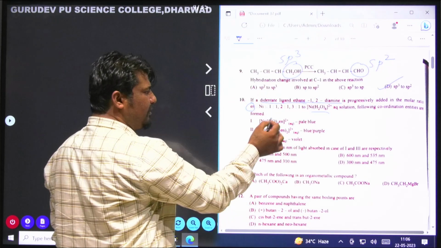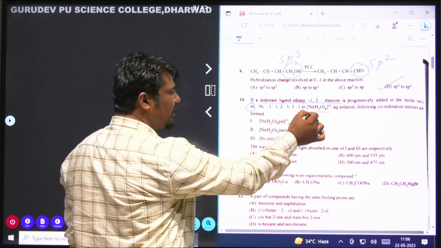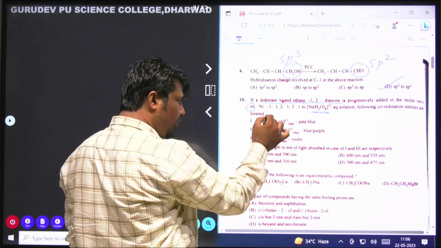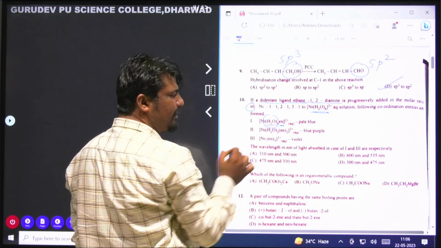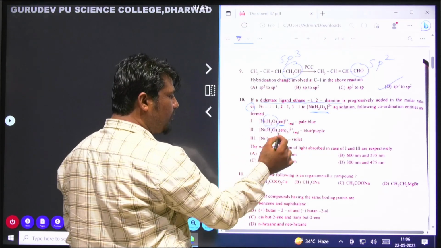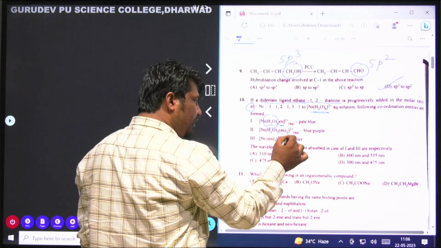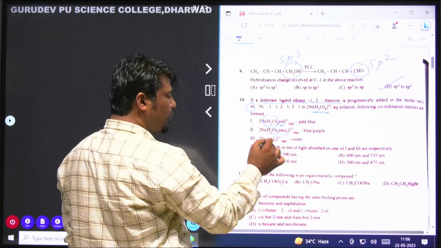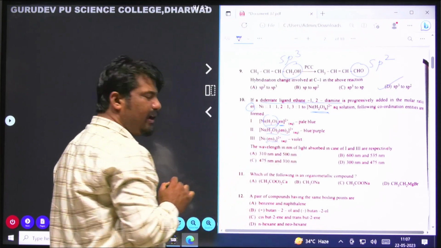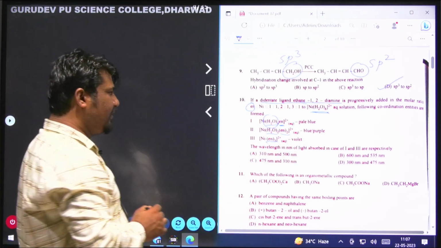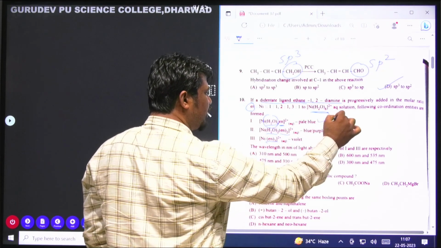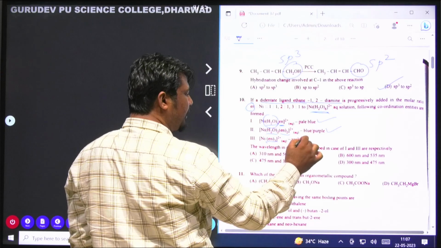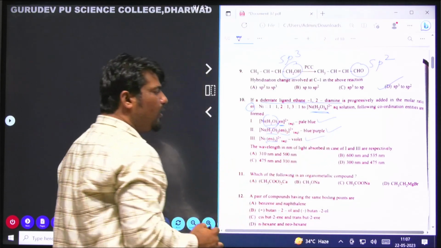Look at the first one. Out of 6 H2O, 2 H2Os are replaced by 1 en, so 4 H2Os remain. In the second one, 4 H2Os are replaced by 2 en and 2 H2Os remain. In the last one, all 6 H2Os are replaced by 3 en. So this one gives this color, replacing 2 H2O gives blue or purple, and replacing all H2Os gives violet color.